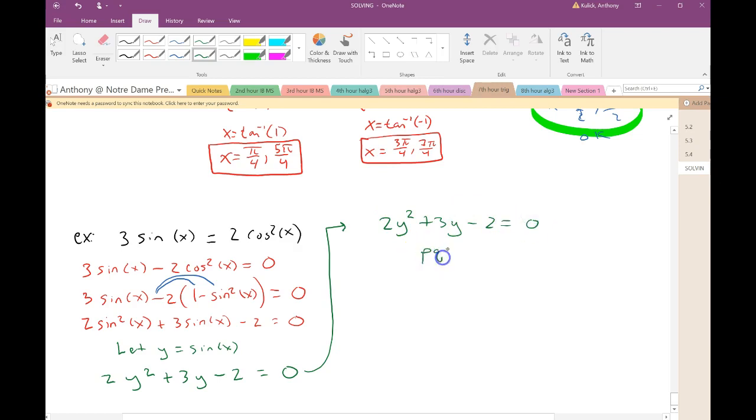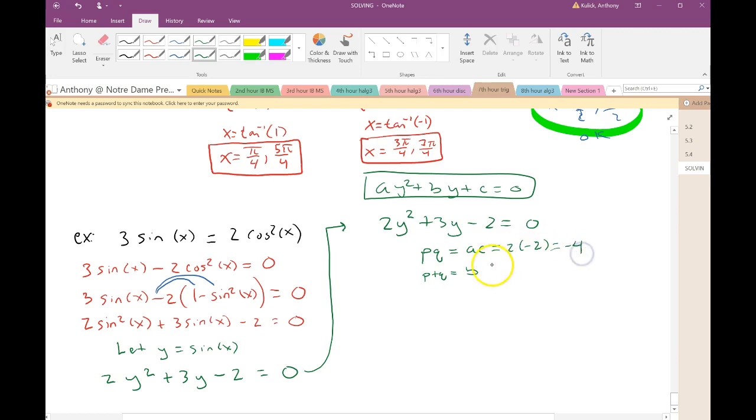So to factor something, you need to find two numbers that multiply to give you a times c and add to give you b, when we mean that a, b, and c are the coefficients of that quadratic, right? So in this case, a times c is -4 and b is 3. Does anybody see two numbers that are multiplied to give us -4 and add to give us +3?